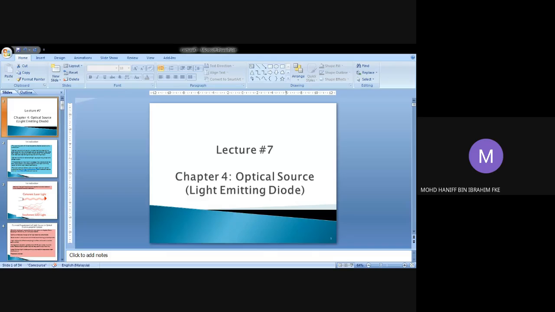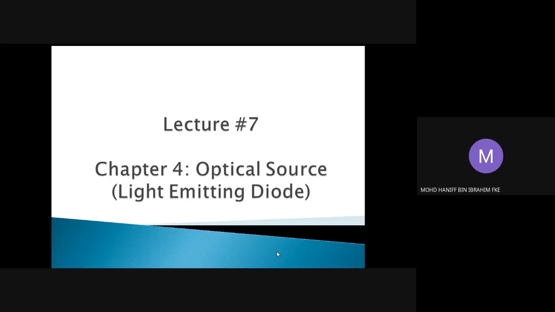And in chapter 5, we're going to learn about the detectors, which is the receiver side. That will be learned in chapter 5. So the combination of chapters 2, 3, 4, and 5 will basically cover all the components in the optical communication system. So without further ado, let us proceed with lecture 7.